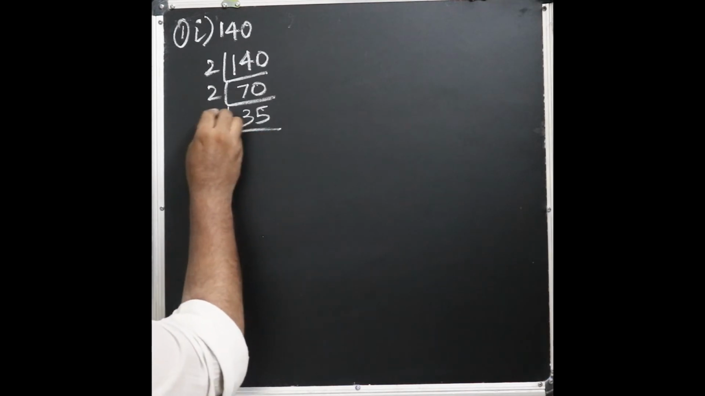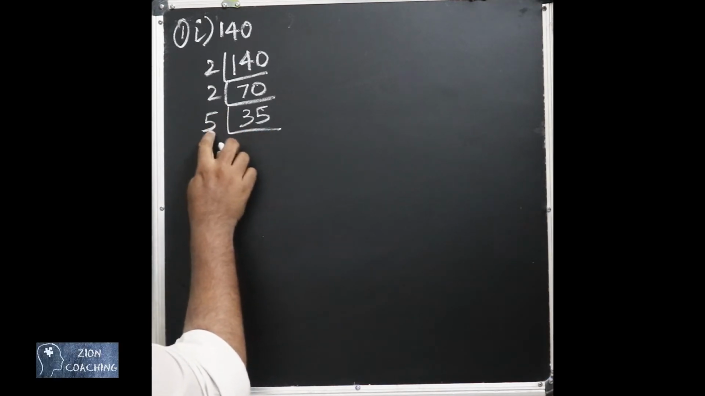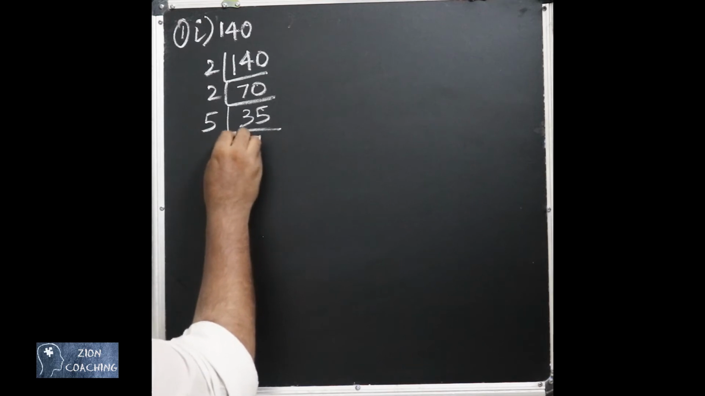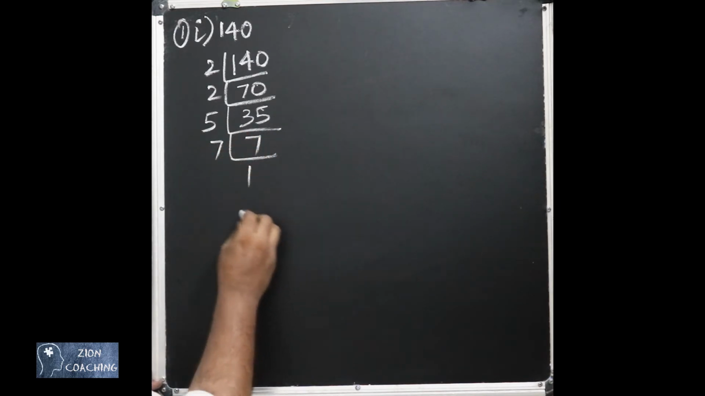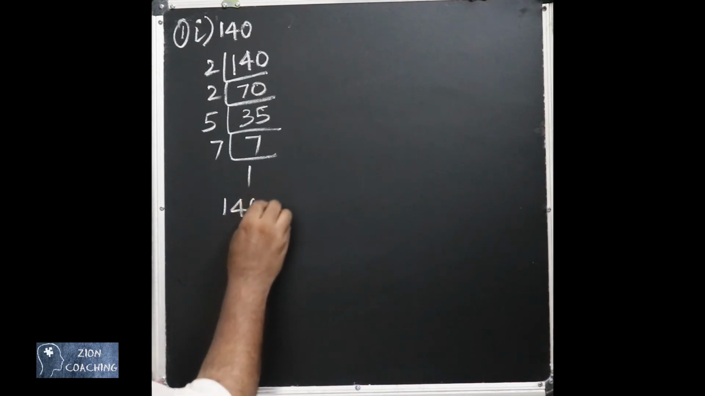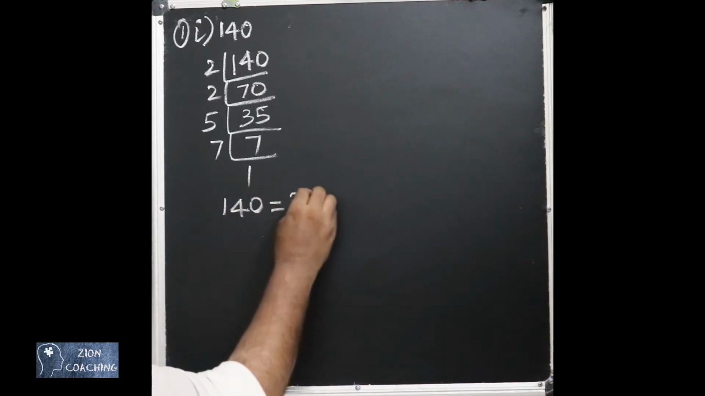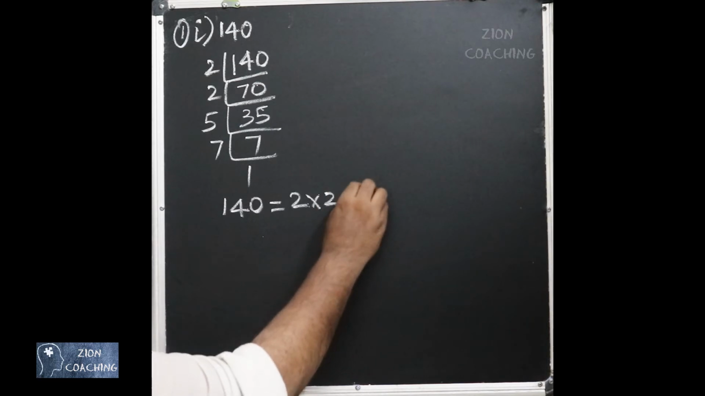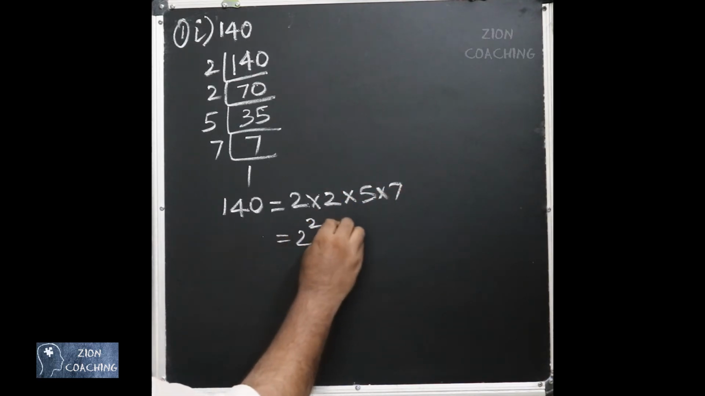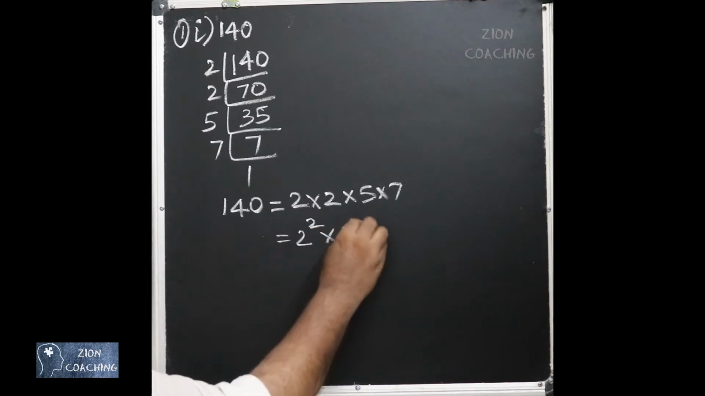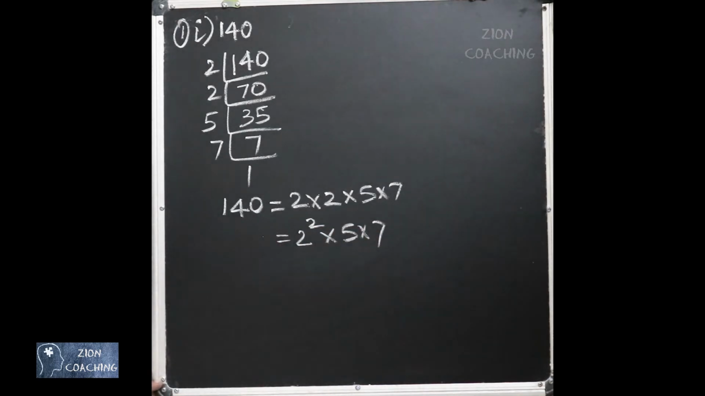Then the next prime number is 5. When you divide by 5, it is 7 5s are 35. Then again when you divide by 7, it is 1. So we are going to have 140 equal to 2 into 2 into 5 into 7. That is 2 squared into 5 into 7. Now we have written the number 140 as a product of its prime factors.